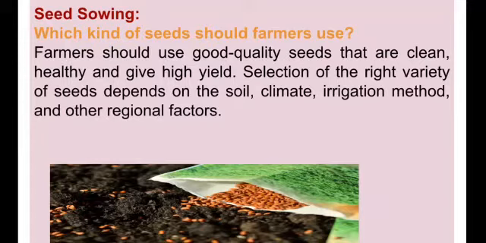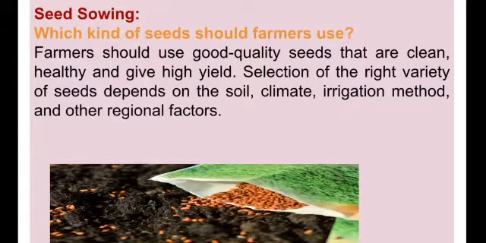Selection of the right variety of seeds depends on the soil, climate, irrigation method and other regional factors. So these are all factors which are directly responsible for good cultivation, good yielding. Okay, so before sowing the seed, we need to select healthy, quality seed to sow in the soil so that we can get a good yield. So there are two methods, okay, to sow the seed, by the funnel method or by seed drill machine.